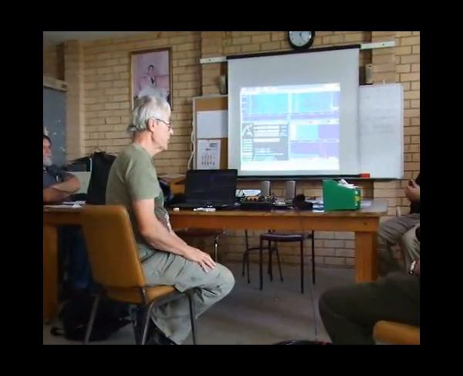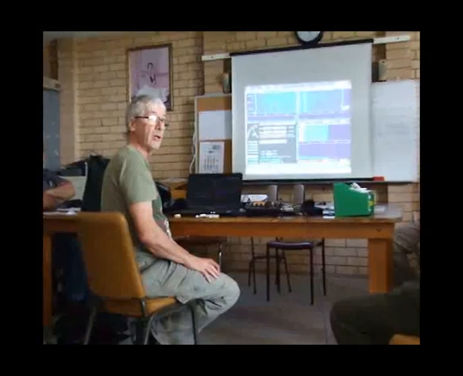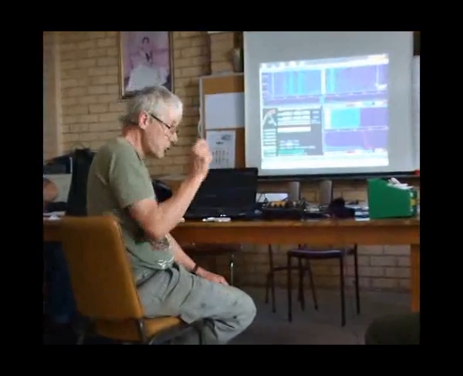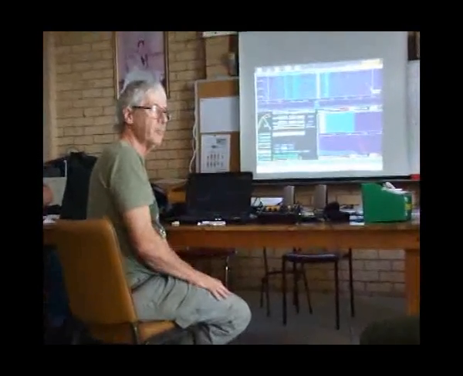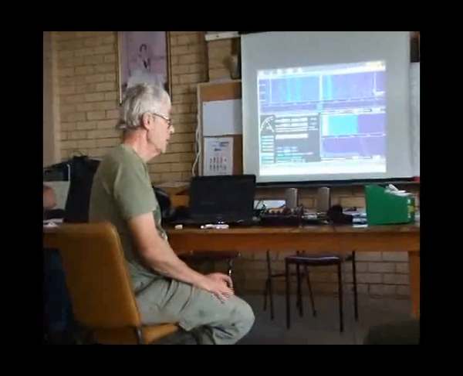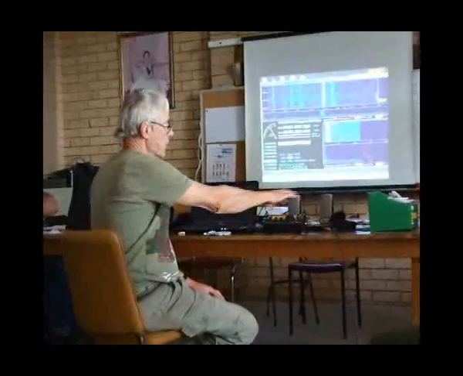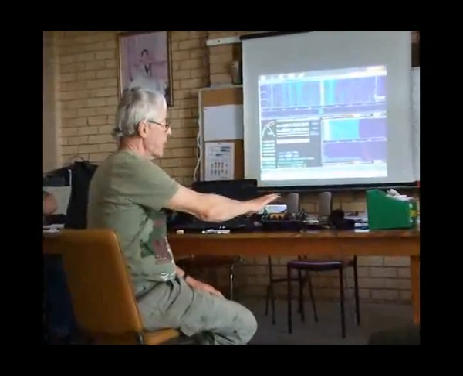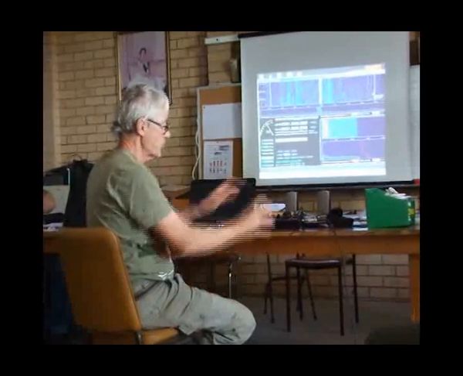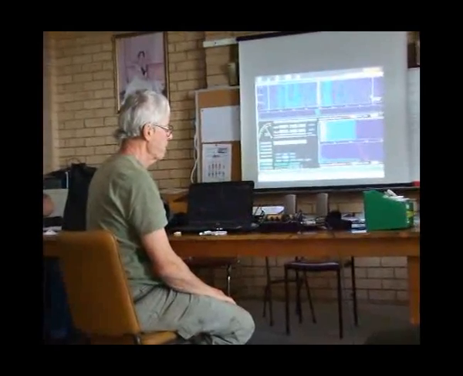Readable from a distance on the screen, unlike some of the portable radios where the tiny little numbers you've got to really peer in closely to see. The actual readout's the same size as the K3's readout, which is the desktop radio.